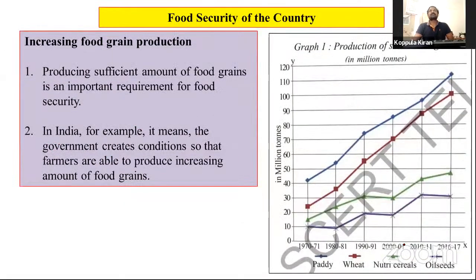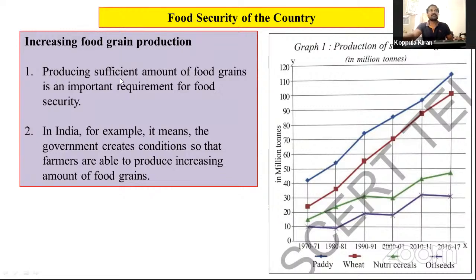Students, look at this picture carefully. This slide is very important to understand the food security of the country. Increasing food grain production. How do we increase production? See this one point. These two points are very important for increasing our food grains.